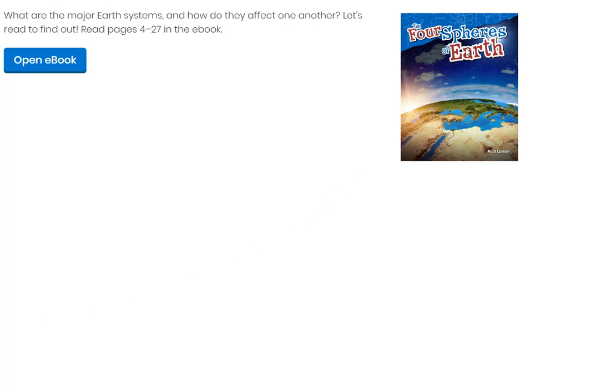For today's science lesson, Unit 4, Lesson 6, Earth's Systems. So what are the major Earth systems, and how do they affect one another? Let's read to find out. Let's read pages 4 through 27 in the ebook today.